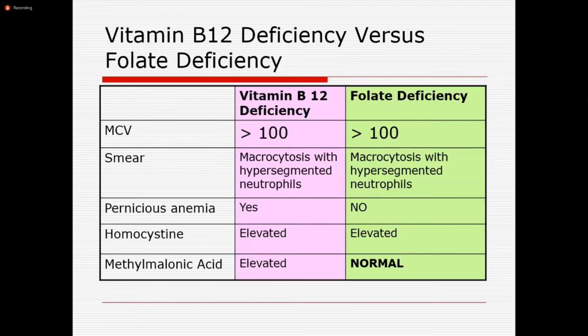Vitamin B12 deficiency versus folate deficiency, you can see the differences. MCV will be high, with similar macrocytes and hypersegmented neutrophils. Pernicious anemia may occur because of intrinsic factor deficiency in B12 deficiency, but not in cases of folate. Homocysteine may be elevated in both, and methylmalonic acid is elevated in B12 deficiency, but is normal in patients with folate deficiency. Next, please.